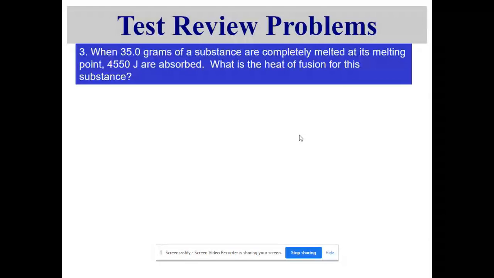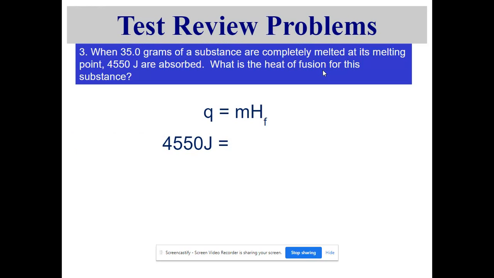All right, last one. When 35 grams of a substance are completely melted at its melting point, 4,550 joules are absorbed. What's the heat of fusion of the substance? So phase change or temperature change? Since it's specifically asking for heat of fusion, it's Q equals m H sub F. They give us 35 grams, they give us the 4,550 joules, and they're asking for the H sub F. So don't plug in the H sub F for water here because it doesn't say that it is water.